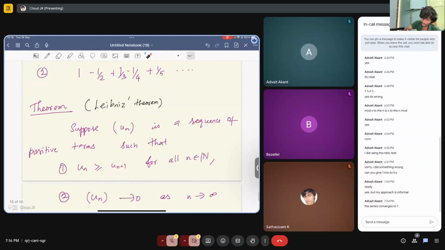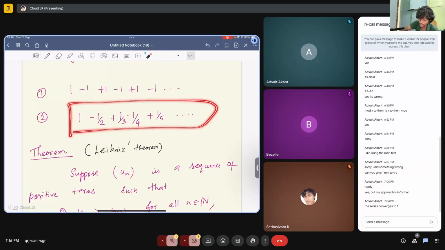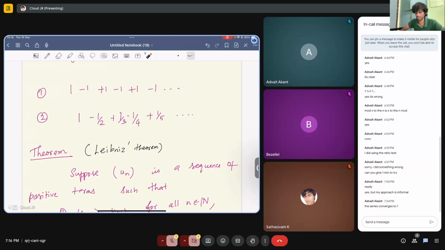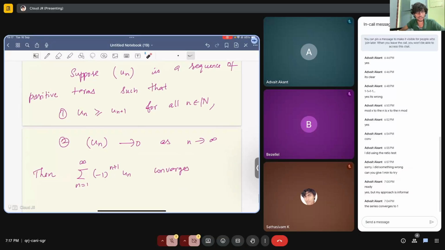And you can see that both are true for this series. And hence this series converges because of the Leibniz theorem. Okay, but we have seen that the series is not absolutely convergent. Okay, and there is some absolute convergence here.